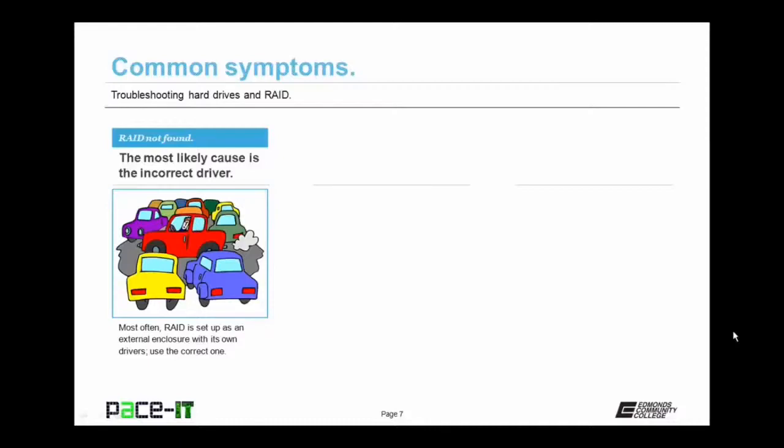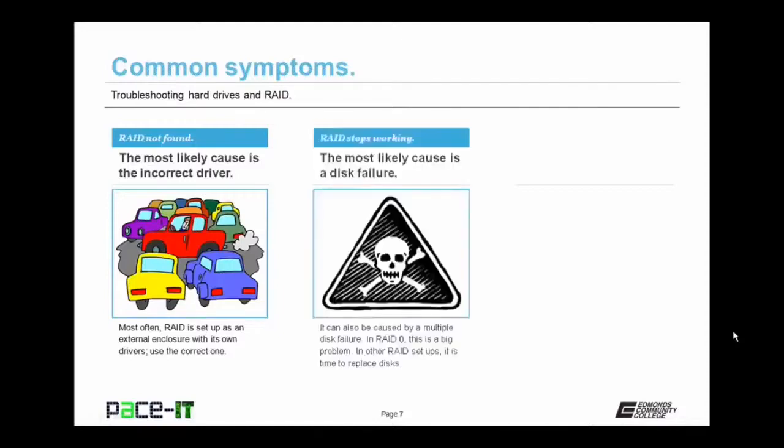Most often, RAID is set up as an external enclosure with their own drivers, so you need to make sure that you use the correct one for your operating system. If your RAID was working and then the RAID stops working, the most likely cause is a disk or disks failure. In a RAID 0, this is a big problem, as your data will be difficult to recover. In other RAID setups, that just means it's time to find the failed disk and replace it.